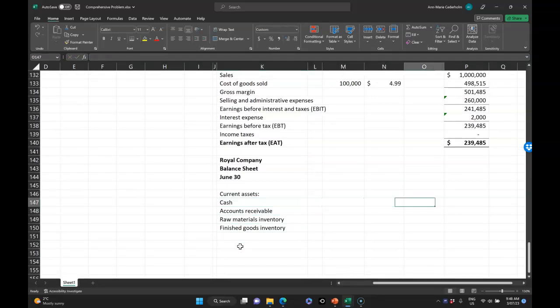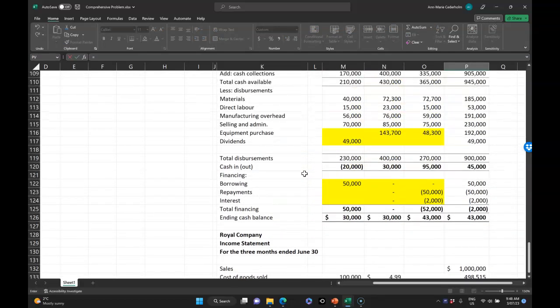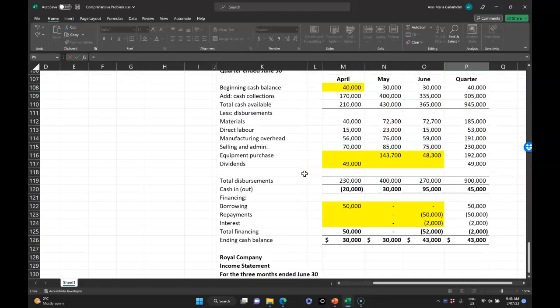So the cash actually comes off of the cash budget. So if I go equals and I go onto my cash budget, it's the ending cash that I want. So it's that 43,000. So I'm just going to link it to that.